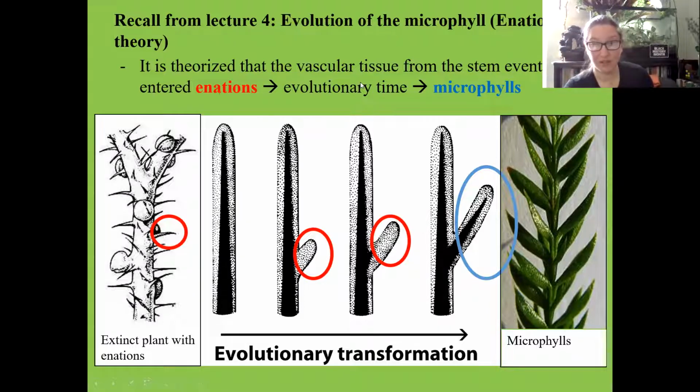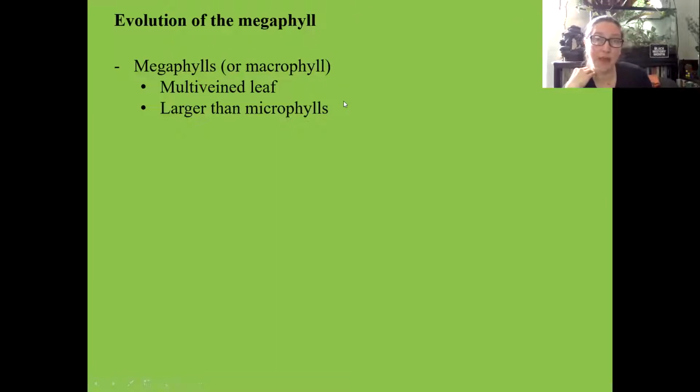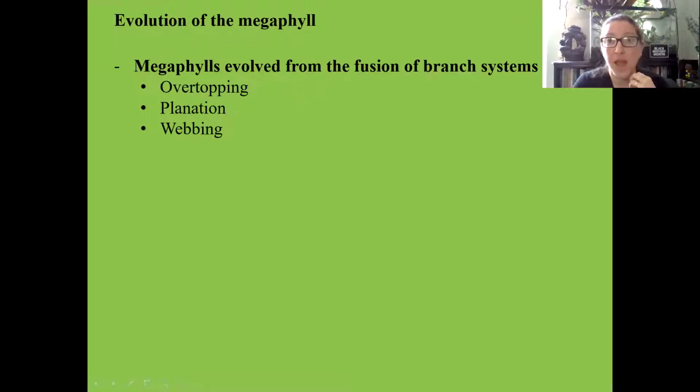But now, as we saw on the previous slide, we have a new term, megaphyll. Or depending on what book you use, you might see macrophyll. For our class, we say megaphyll. So unlike a microphyll, a megaphyll has many veins, not just one, many veins. And it's, you might have guessed it, larger than a microphyll. Megaphylls and microphylls are two separate things. Megaphylls did not evolve from microphylls. They have two separate evolutionary histories.